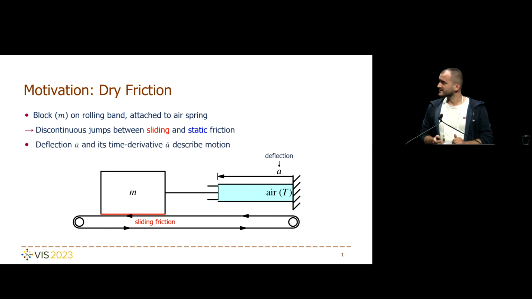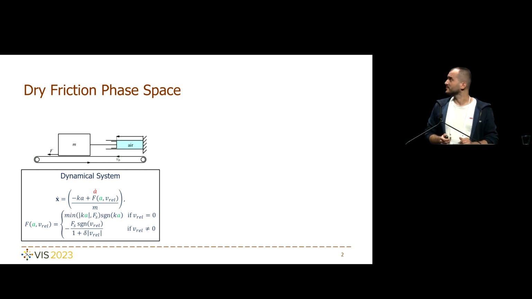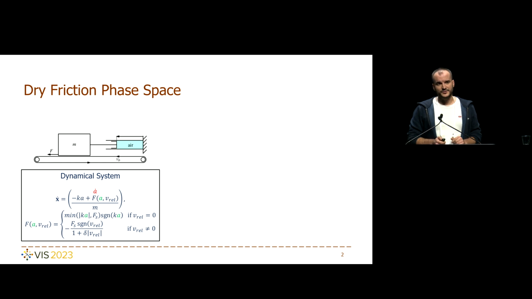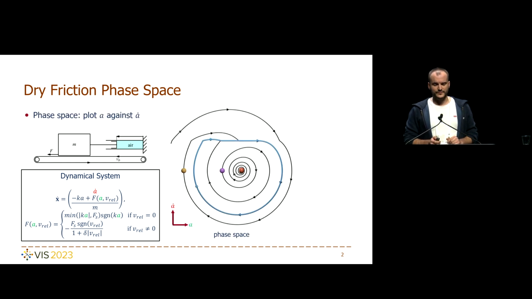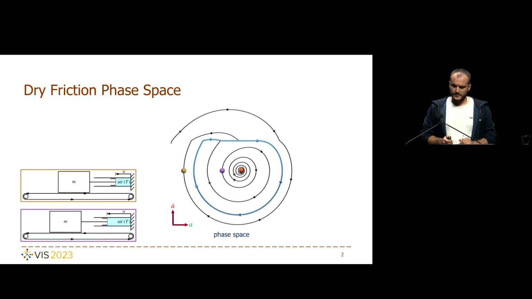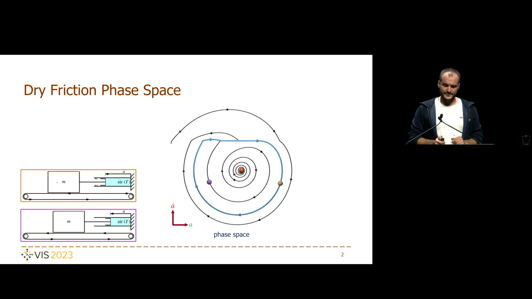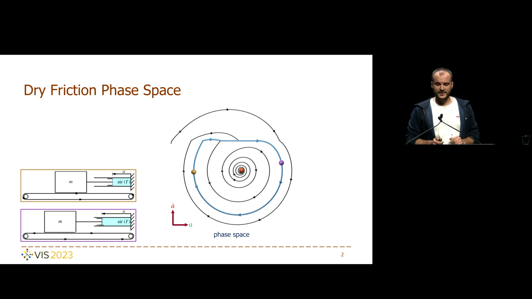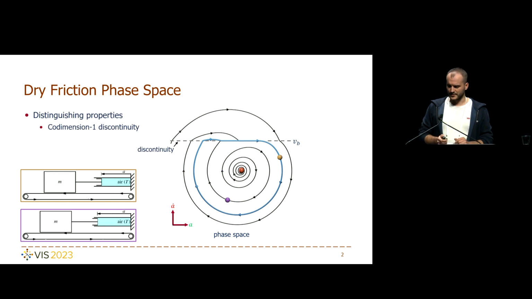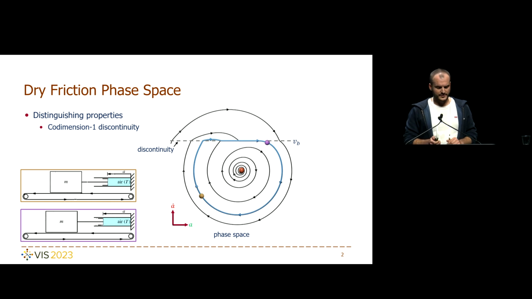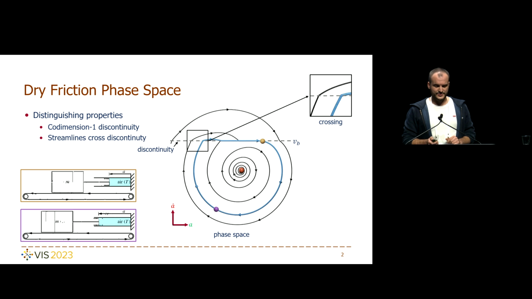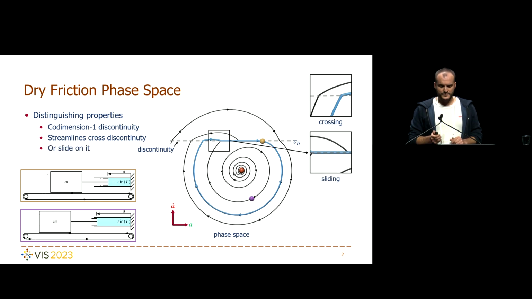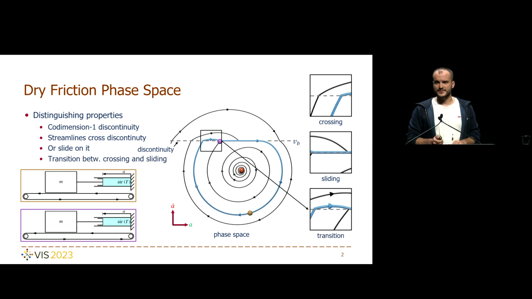The state of the model can be expressed by the deflection of the air spring and its time derivative. One possible dynamical system of this model can be seen here. By plotting the deflection against its time derivative, we can visualize all possible motions of this model through a phase-based diagram. As can be seen with these two examples, the state of the system can be followed by tracking the motion of corresponding points in phase space. This phase-based diagram displays some intriguing properties which we usually do not see in smooth dynamical systems. Visibly, it involves a discontinuity at the horizontal line where the block sticks to the band. Streamlines can cross the discontinuity or slide on it. Furthermore, we have a region of transition between sliding and crossing.